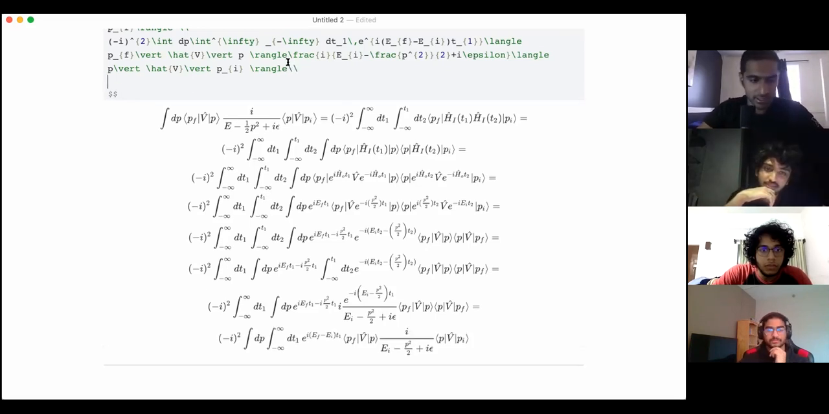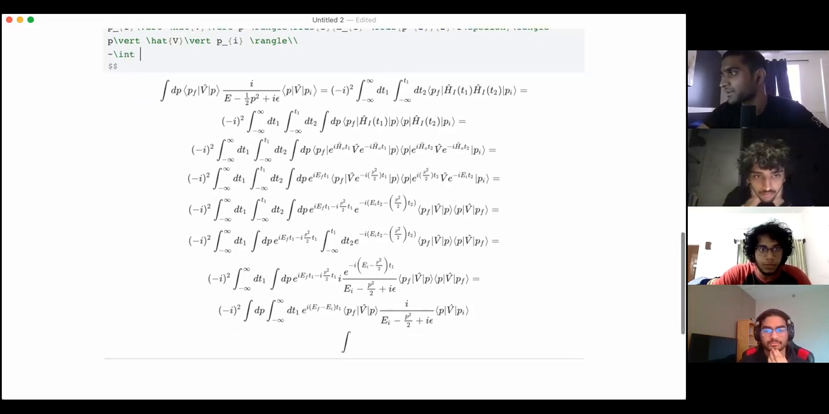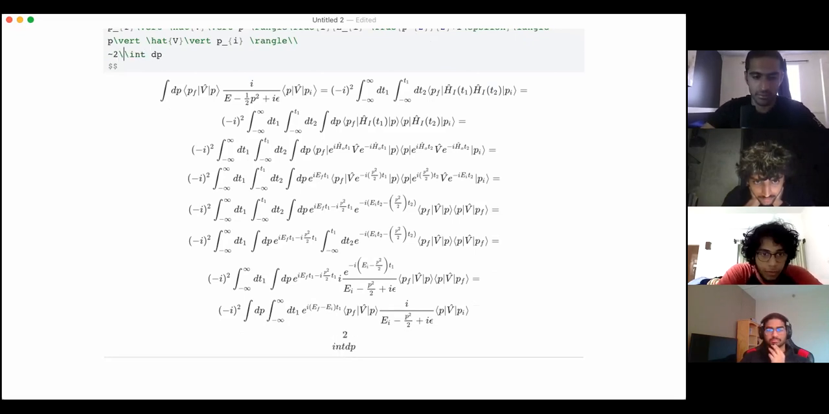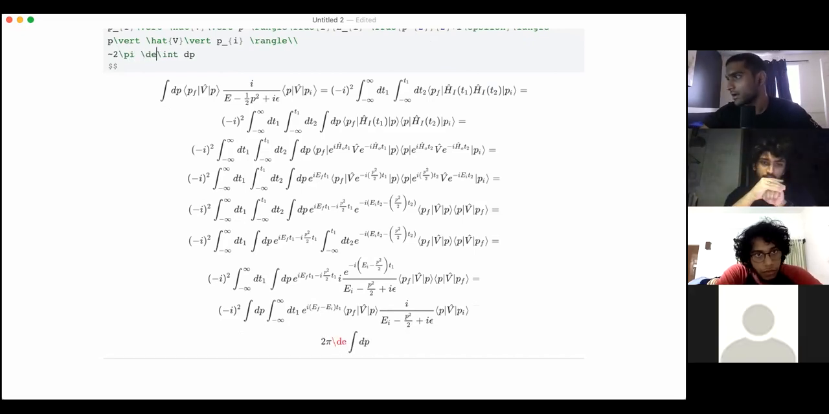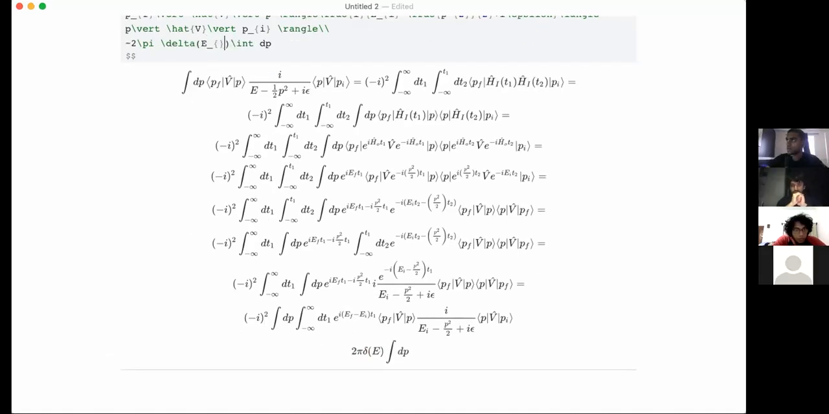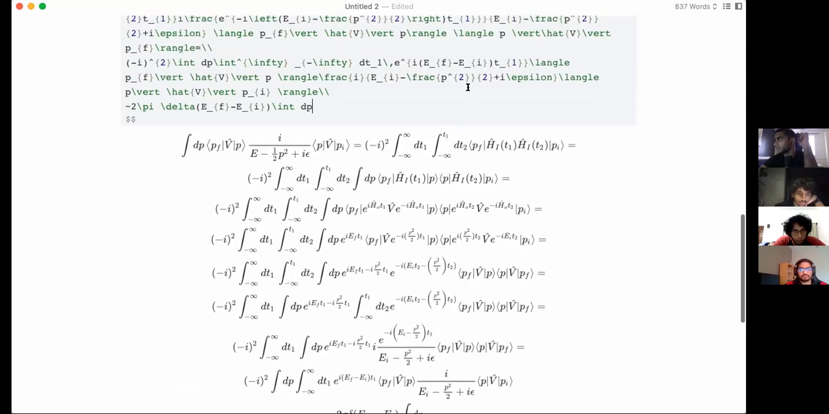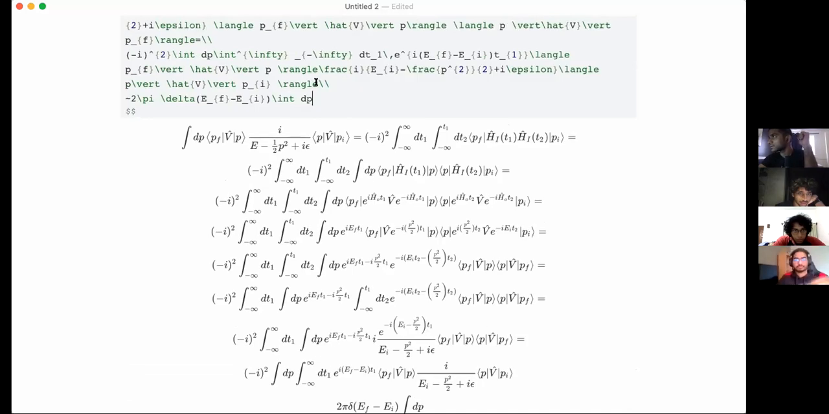I finally get something that goes like integral dp with a delta function 2 pi delta EF minus EI, times the rest, which is what we started with. So congratulations to us.